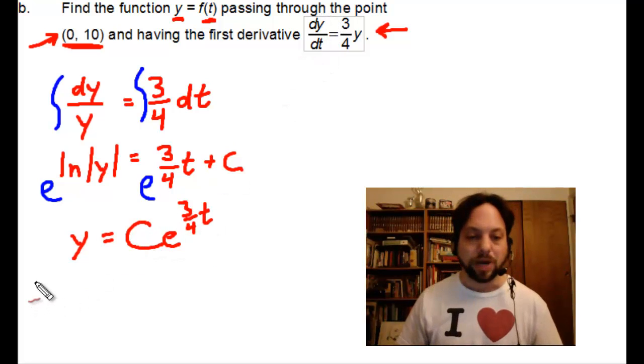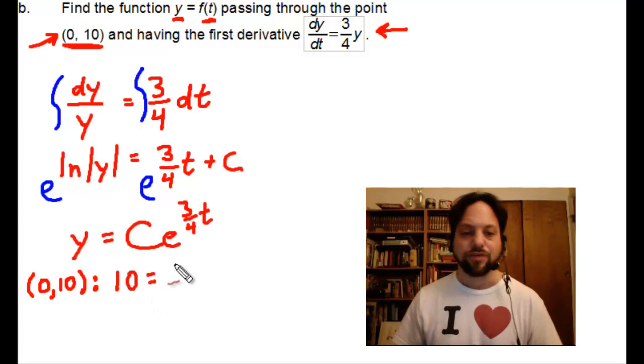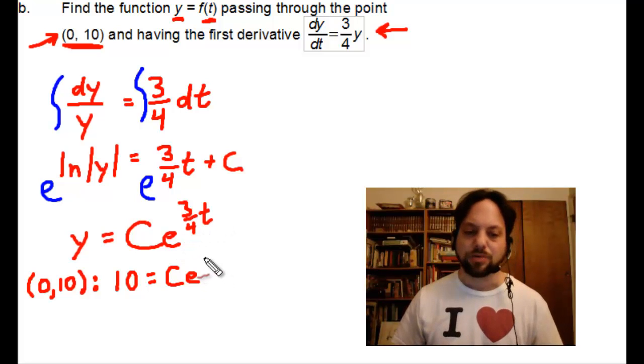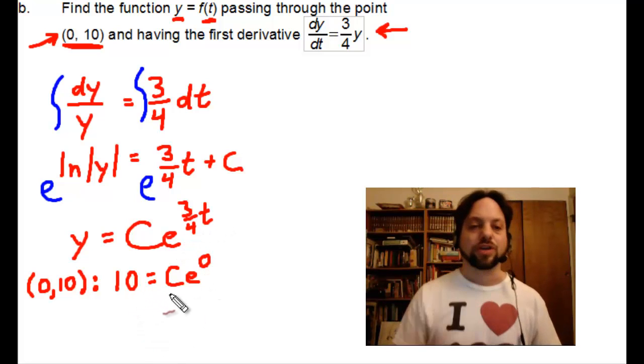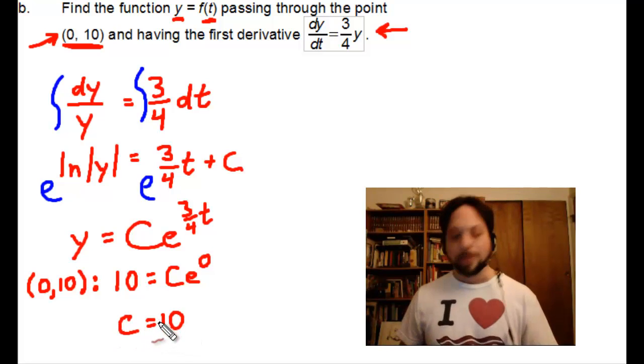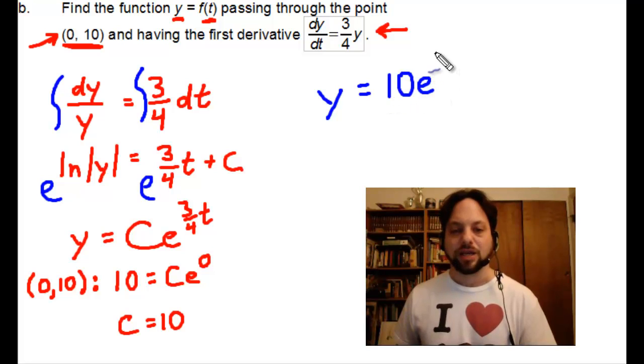That's our general solution, but if we want our particular solution using our initial value (0, 10), all we need to do is just substitute some points in. 10 will go in for y, of course, and t will turn into the 0. But what will be the exponent then? 3/4 times 0? Well, that's just 0. So hopefully you can do a little mental math here yourself and find out that c is going to have to equal 10, meaning that our particular solution for this differential equation is going to be y equals 10 e to the 3/4 t. And there it is.